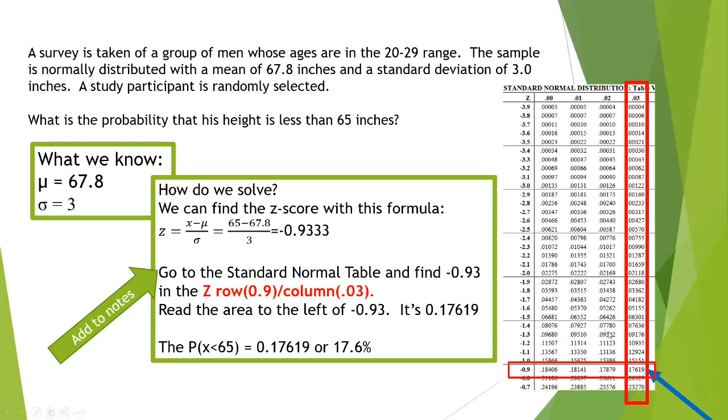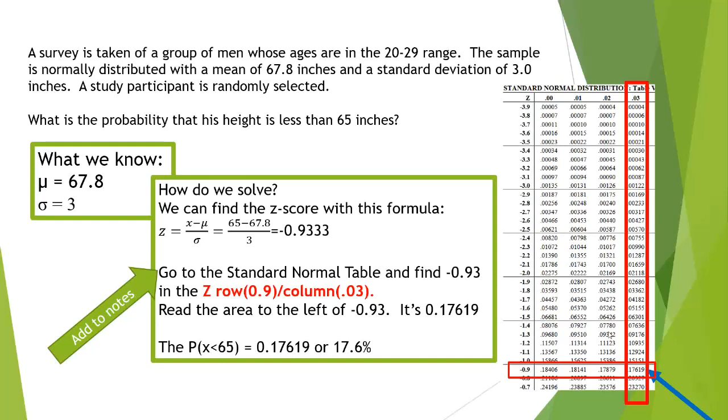So we just do the little calculation. 65 minus 67.8 divided by 3 will be negative 0.9333. Now that's the z-score. And you're going to go now to the standard normal table. The standard normal table gives you the z-scores in the left column to 2 significant digits. And then if you were looking at 3 significant digits, 933 would be 3 significant digits, you're going to have to move across the table, in this case to the 0.03 column.